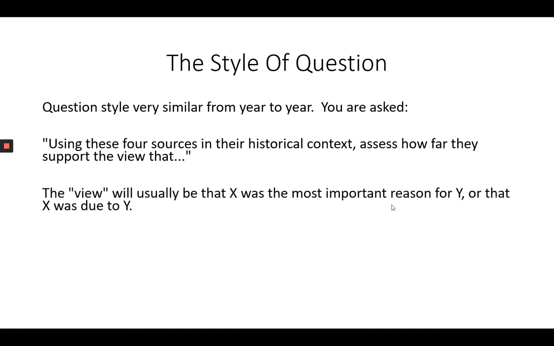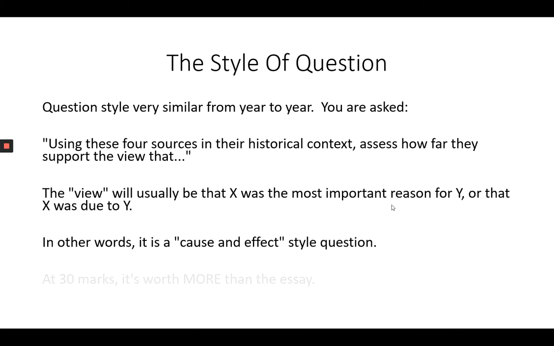Now, the view that will usually be given will be something like X was the most important reason for Y, or X was due to Y, or Y happened because of X. In other words, this is a cause and effect style question, but it's answered through the medium of sources. It's not just why did something happen, it's according to the sources, why did something happen. It's also worth 30 marks, which is more than the essay. So you do a 30-mark source question, and then you choose one from two 20-mark essay questions.